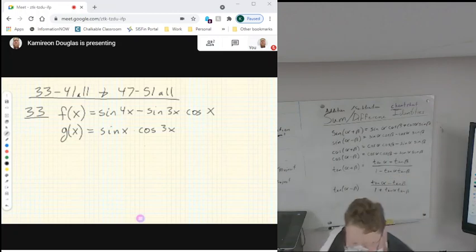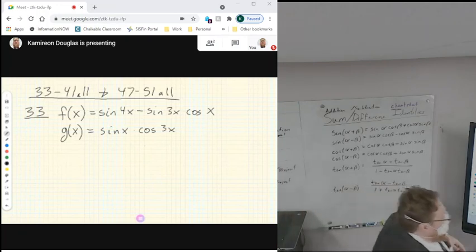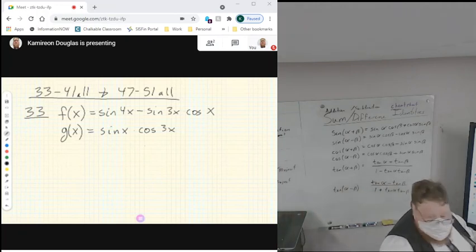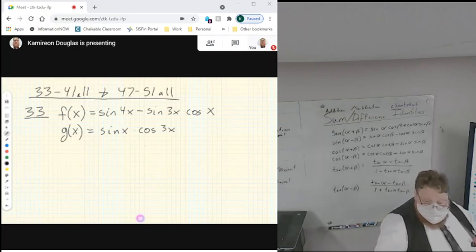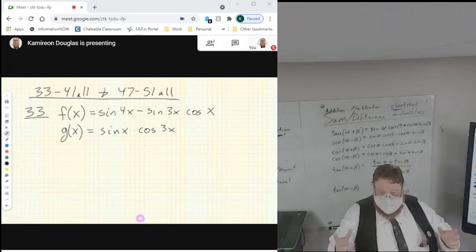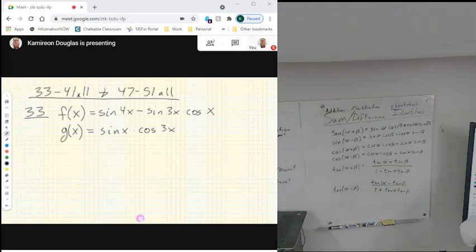Let's see what happens on 33. Again, I'm going to follow the instructions and graph these first. I'm about to go to Desmos, and we encourage you to do the same. Go to Desmos. We're going to type these in and see if they are in fact the same.